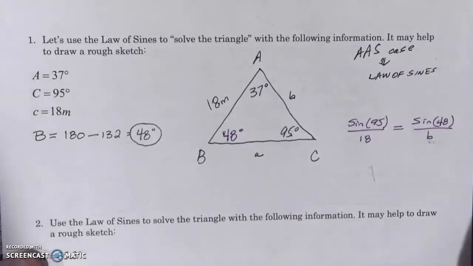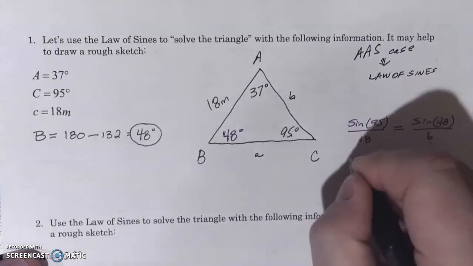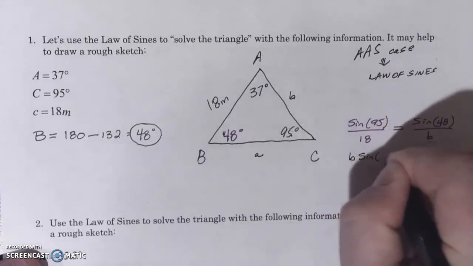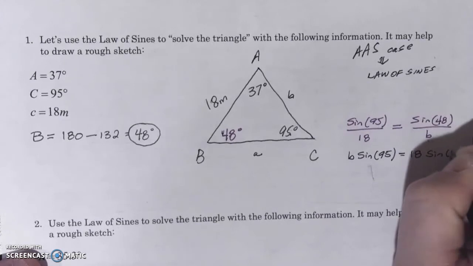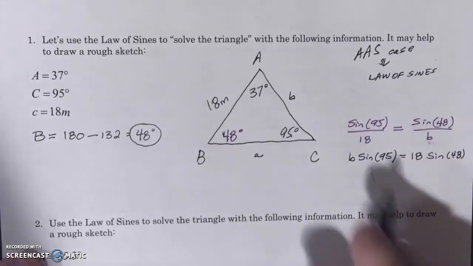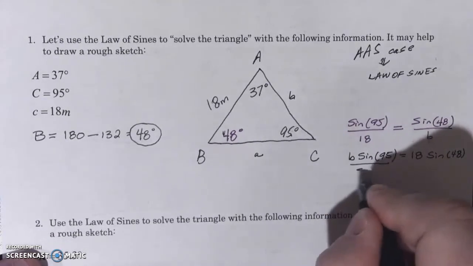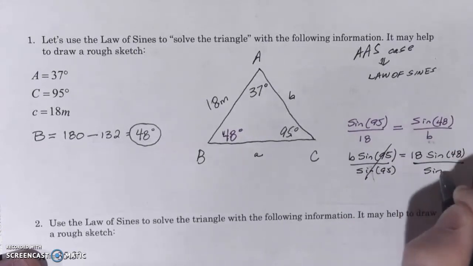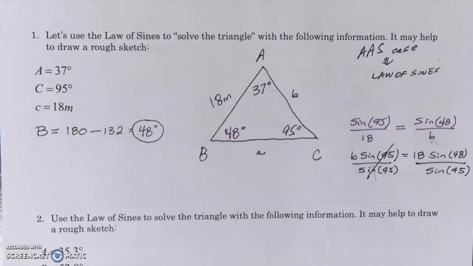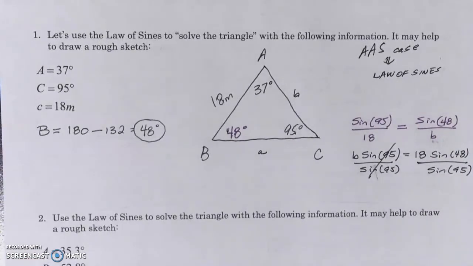We do a little algebra. We cross multiply, we get b times sine of 95 equals 18 times sine of 48. To solve for b, we would divide both sides by sine of 95. And I would put this directly into my calculator, making sure you are in degree mode.